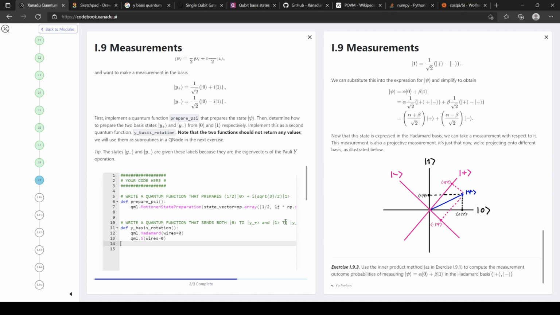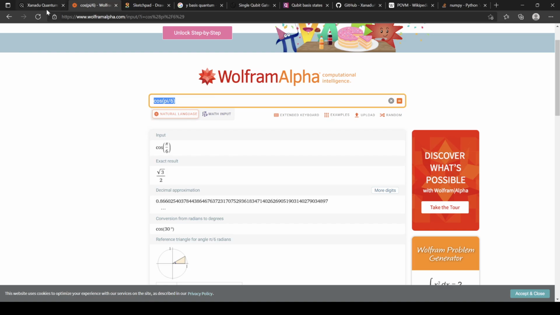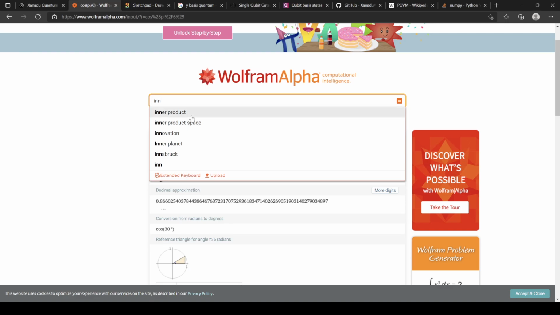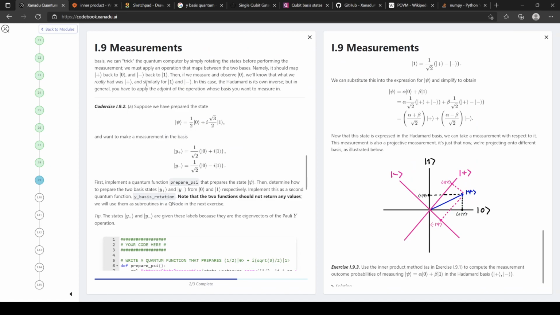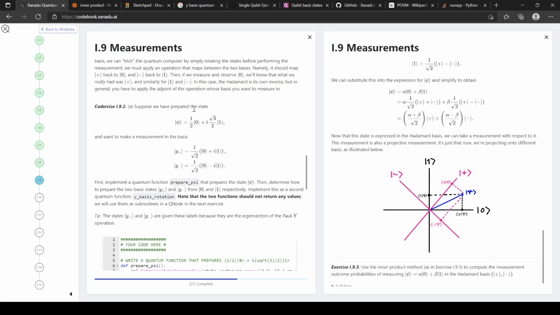So here's what I'm going to do. I think I'll just do the math out and see what the answer should be and why I'm not lining up. So we want to do the inner product. Let's see, can I do that? Wolfram Alpha. So we want to do the inner product between this state, which is 1/2, and this.